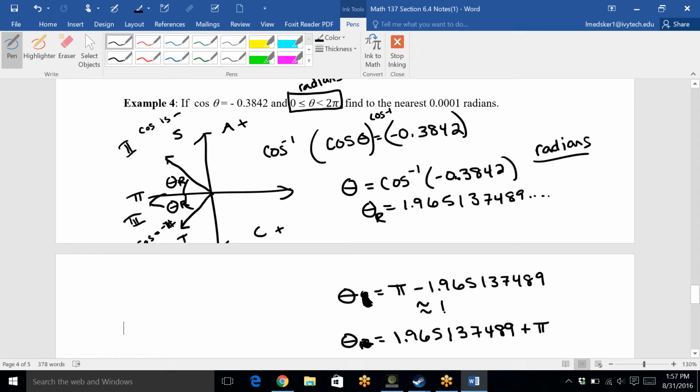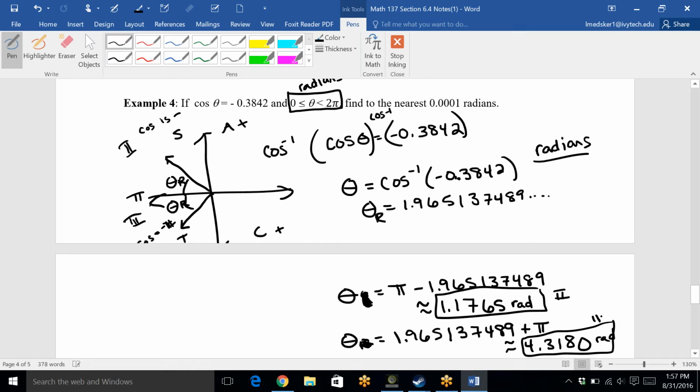So what I got for this first one, rounded to 4 decimal places, is 1.1765 radians. And for the second one, I got approximately 4.3180 radians. Okay, so this one is in quadrant 2, this one is in quadrant 3. Okay, so that should be everything from that section.